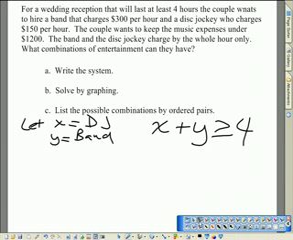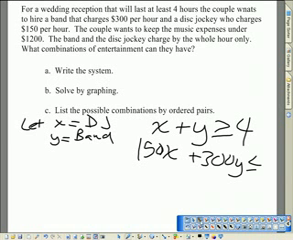We also need to know that $300 times the number of hours X that the disc jockey plays plus 150. Oh, no, the band charges 300. I just got it backwards. That is 150 an hour for the DJ plus $300 an hour times Y has to be less than or equal to $1,200. There's my system.